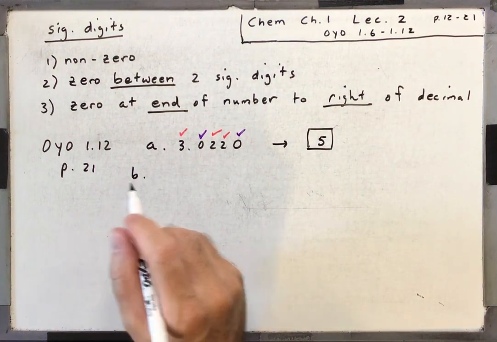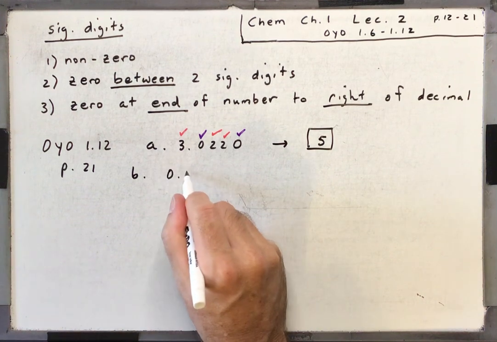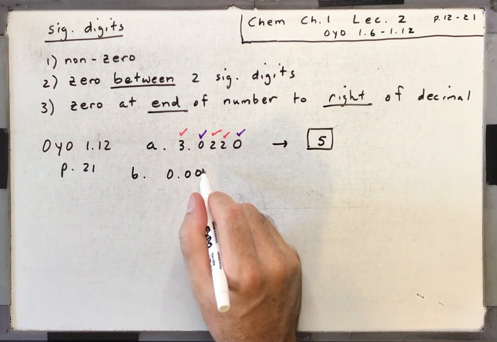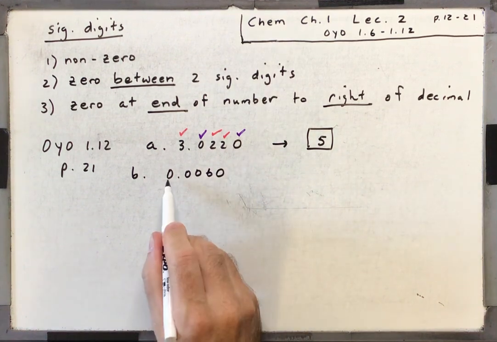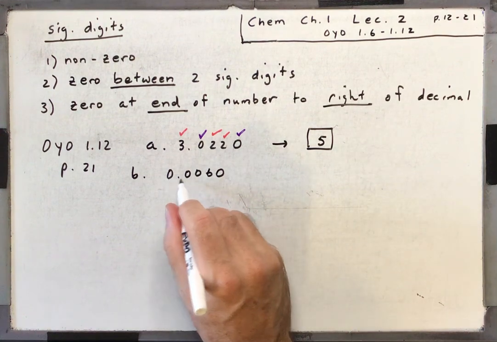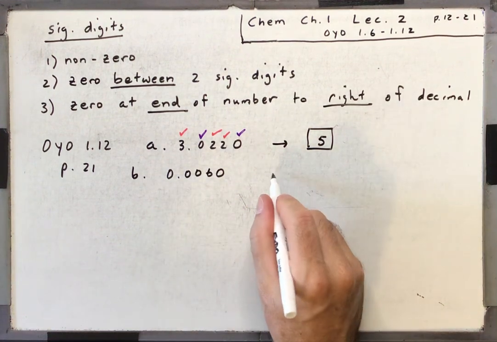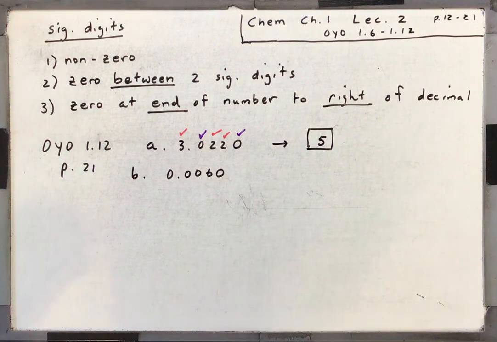All right, B, we have 0.0060. And the leading 0, if there's a leading 0, it's never significant, okay, like that. We're just right out in front of the decimal. All right, so let's figure this one out. So the unit doesn't matter here, okay, it's meters.